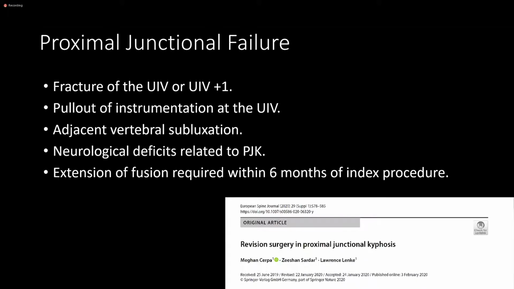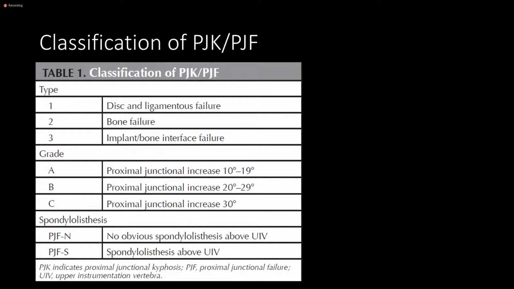In the original paper in 2014, they also presented a classification system, which is type 1 purely soft tissue failure, type 2 is bony fracture, type 3 is hardware failure, and grade A, grade B, and grade C based on the degree of kyphosis and whether the patient has spondylolisthesis. They put N or S to the classification.